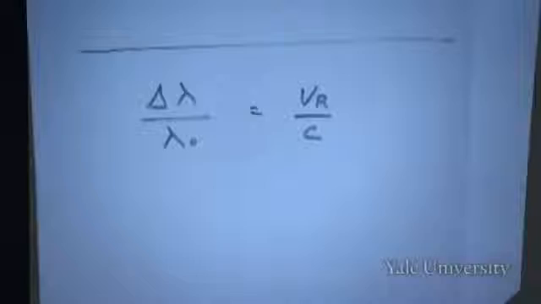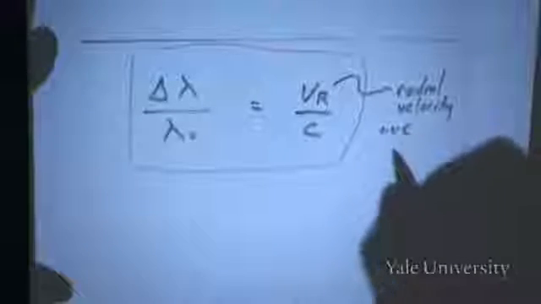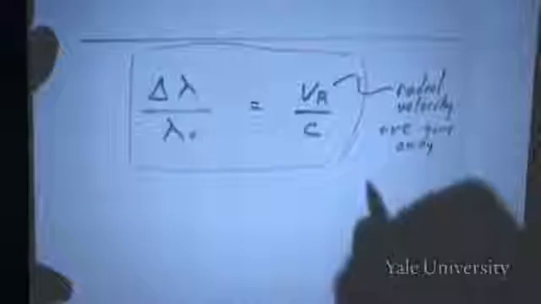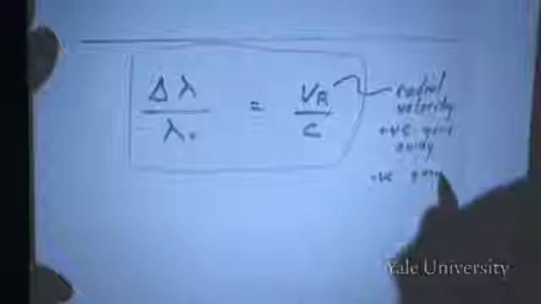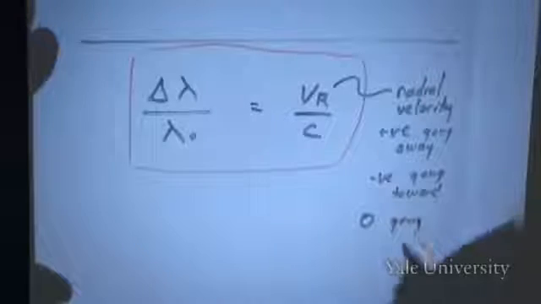Lambda is the wavelength. I'll explain all these terms in a minute. And this is important. And the terms mean the following things. This is radial velocity. And it's positive when it's going away from you. It's negative when it's going towards you. And it's 0 when it's going sideways.